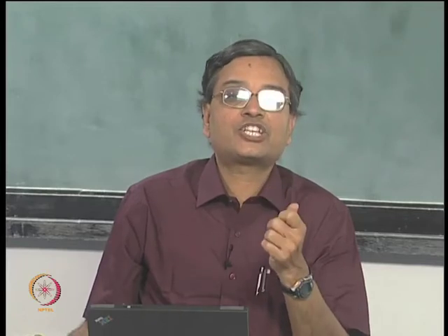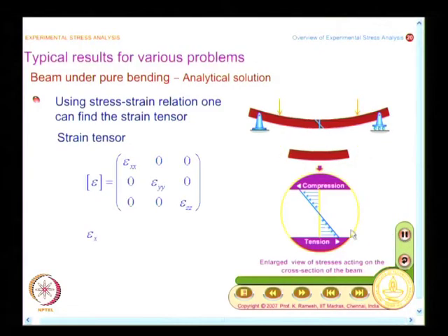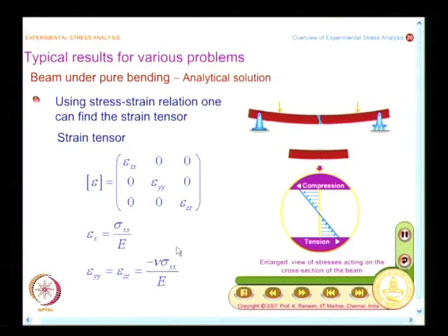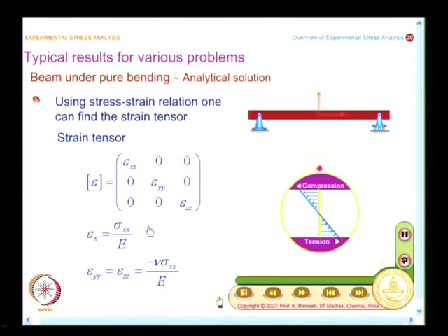And what many people may ignore is the effect of Poisson's ratio. They may ignore the presence of epsilon yy and epsilon zz. You have to be very careful about that. There is a possibility that you may ignore the presence of these two strain components. So what you have is, you have a stress tensor which gives you uniaxial state of stress. On the other hand, when I go to strain tensor, I have a triaxial state of strain.